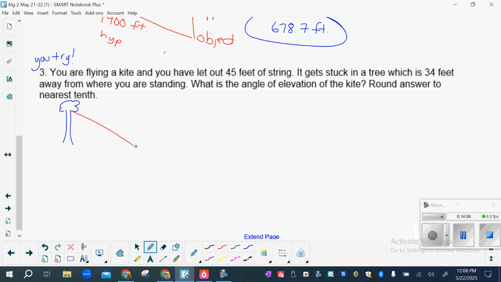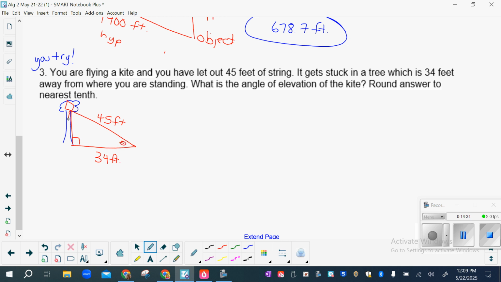It's cosine 34 over 45. It's 34 over 45. My answer is 40 point something.